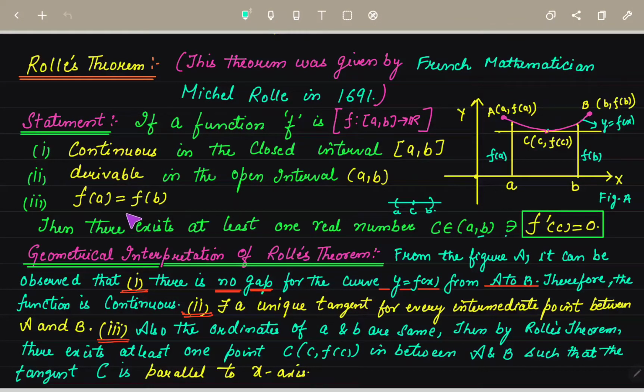So if these three conditions are satisfied, we can say that Rolle's theorem is verified. If any of the conditions is not satisfied, then Rolle's theorem fails.